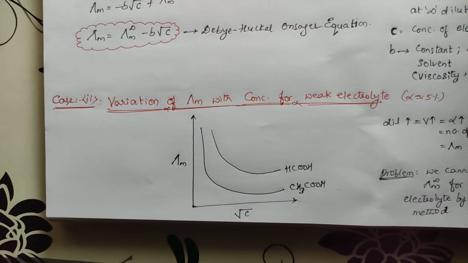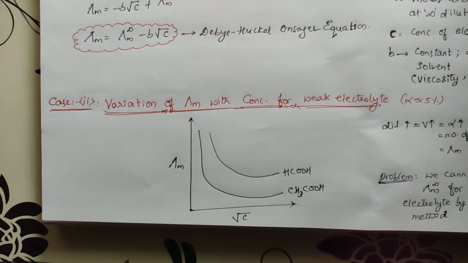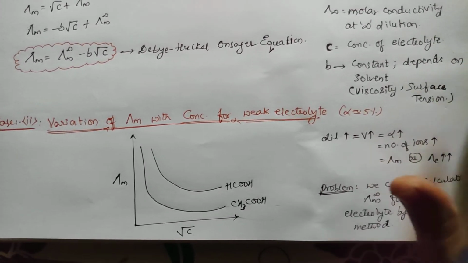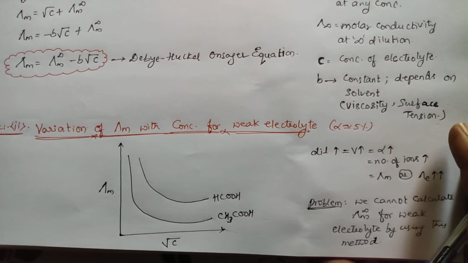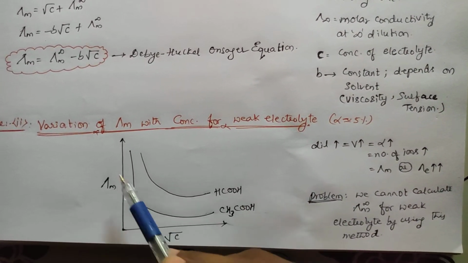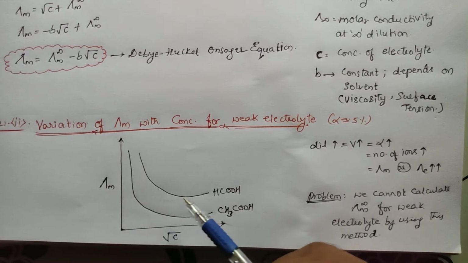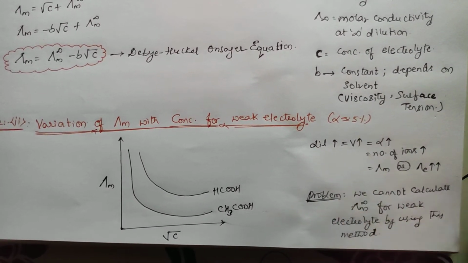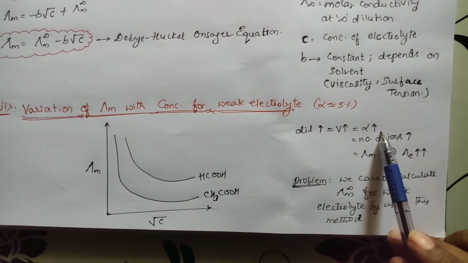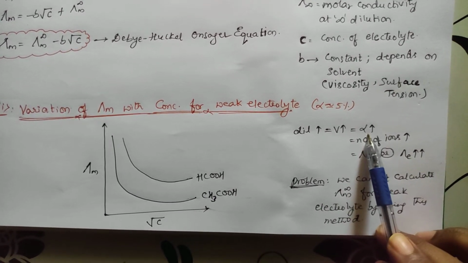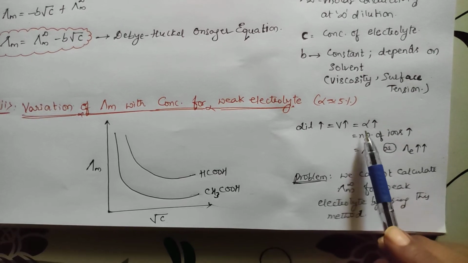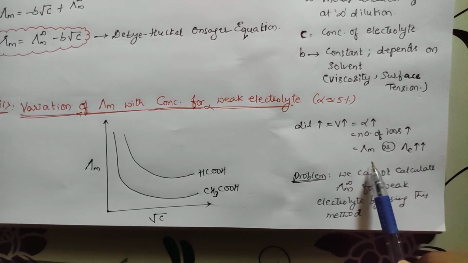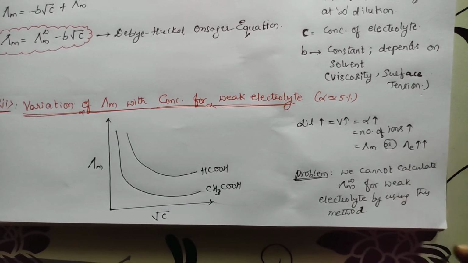It will never attain the maximum value because it is a weak electrolyte, where the degree of dissociation, however much you go on increasing water, will never reach the maximum value. So the graph you obtain will be in this pattern. Dilution increases, volume increases, so the degree of dissociation also increases, but it will not reach the maximum point. It means 100% will not be reached because it is a weak electrolyte. And if alpha increases, the number of ions increases, and molar conductivity or equivalent conductivity also increases.